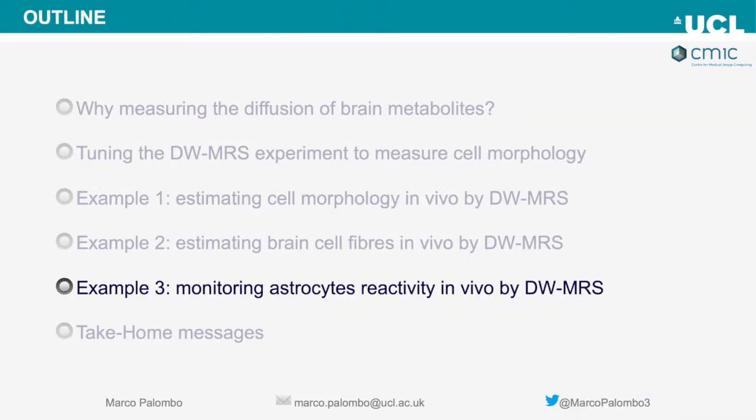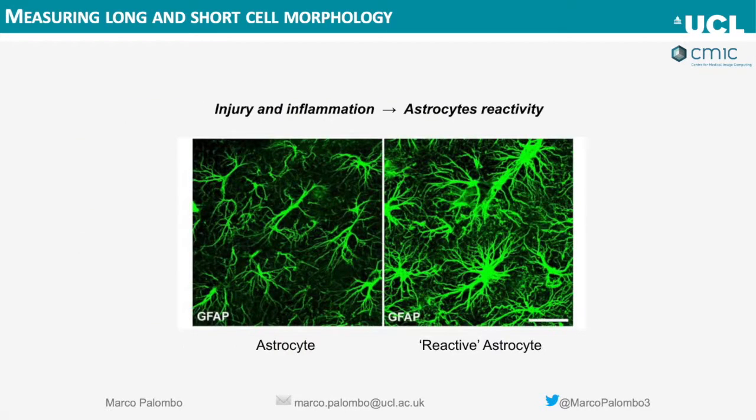So finally, we can do probably what most of you may be thinking by now. Well, let's just join these two kinds of measurements and quantify together at the same time both long and short range morphology so that we can characterize brain cells all together. We have recently done it in a proof of concept experiment to probe astrocyte reactivity, a process which involves astrocyte hypertrophy during injury or inflammation.